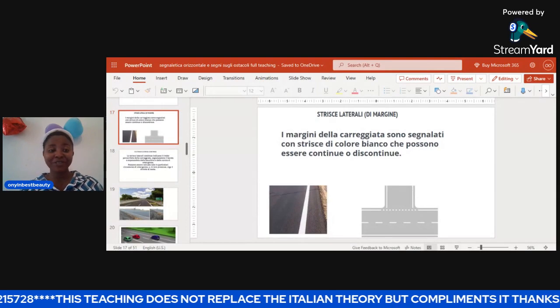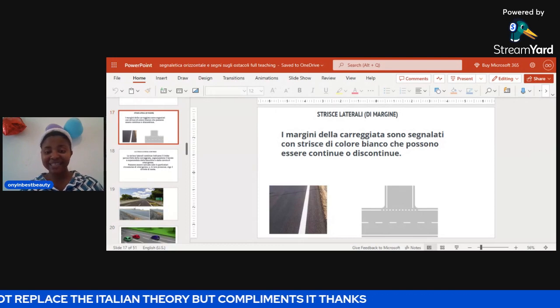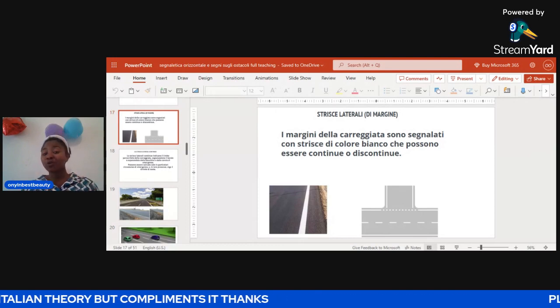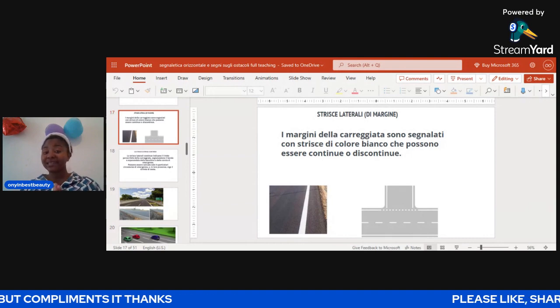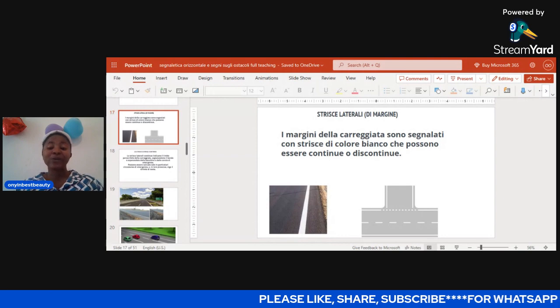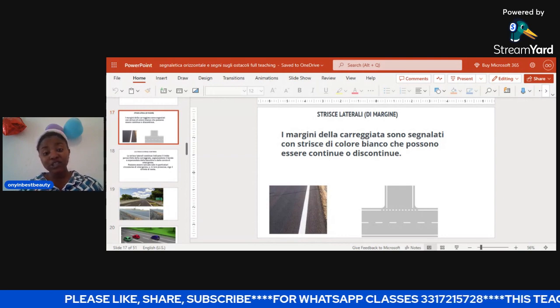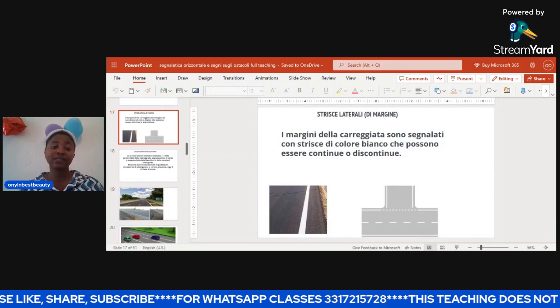So guys, in today's video, we'll be talking about segnaletica orizzontale e segni sugli ostacoli. The particular topic we're dealing with today is Striscia Laterale, the side stripe for the margin of the road. We'll see what it is like and how many types of Striscia Laterale we will get inside this Patente B.